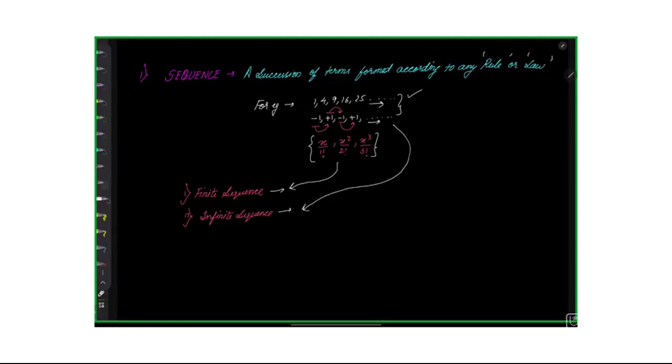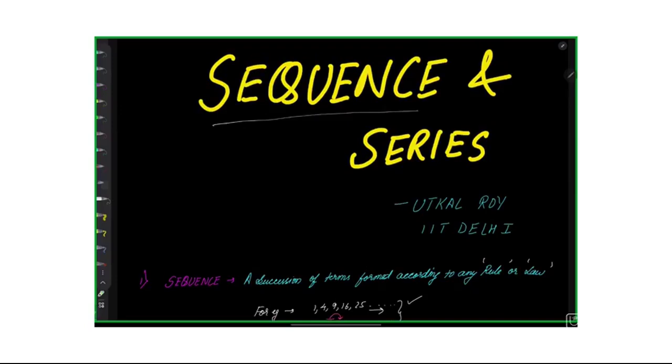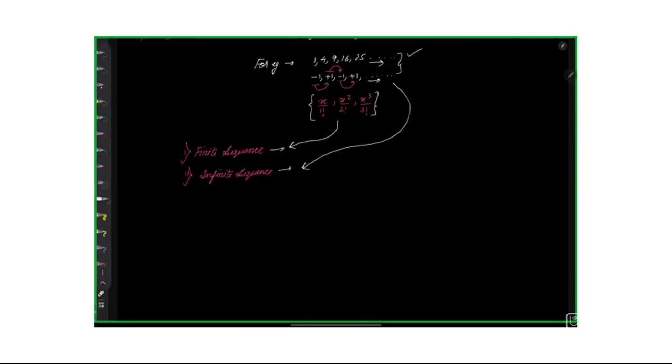Now, we got the meaning of the first word of our chapter. What is the second word? Series. What does a series mean? Again, I'll start with a definition to make it very clear to all of you. Series. Right. Now, what is a series? A series is nothing but the indicated sum of all the terms of a sequence.